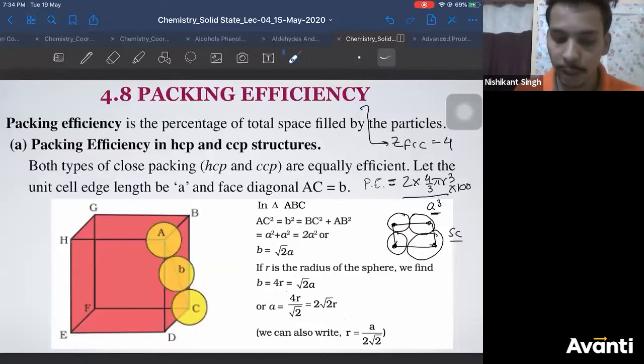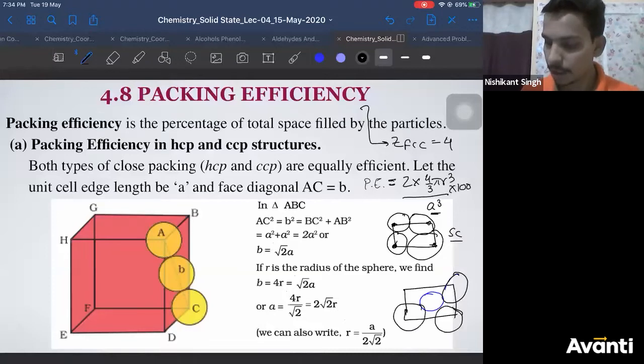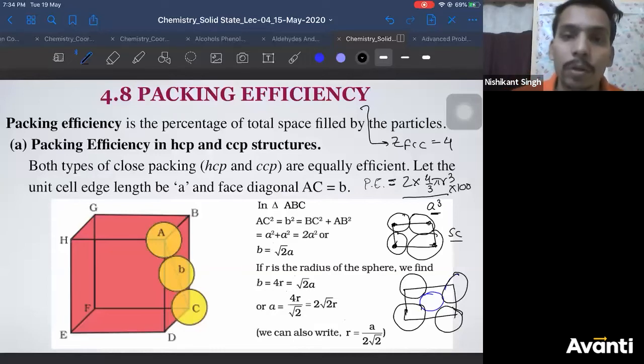And how will your top face look now? All of you, please see this carefully. The top face now will look like this. This is your face center particle. Now your top face will look like this. I know my drawing is not that appropriate. I hope this point is clear now.